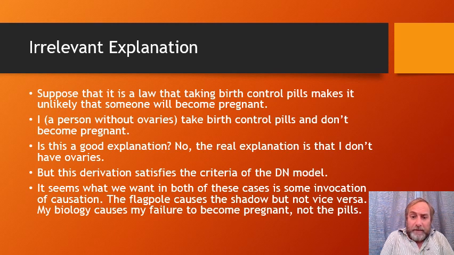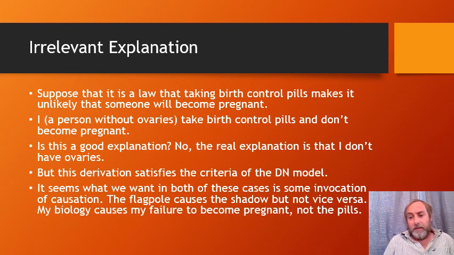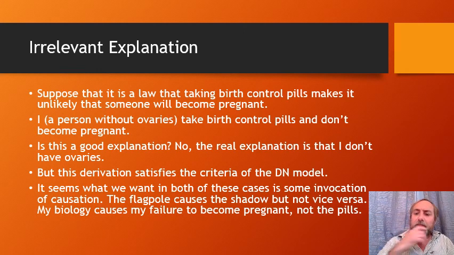So the derivation satisfies the criterion of the deductive nomological model, right? So if you believe Hempel and Oppenheim, apparently that should count as an explanation of why I don't get pregnant, this law about birth control pills. But again, what it's missing is the causal reason for my lack of pregnancy. And it's my lack of ovaries. It's not my taking birth control pills. So again, there's something that the DN model is not capturing, and it seems to have to do with its inability, or it's not even trying, to capture causal relations.